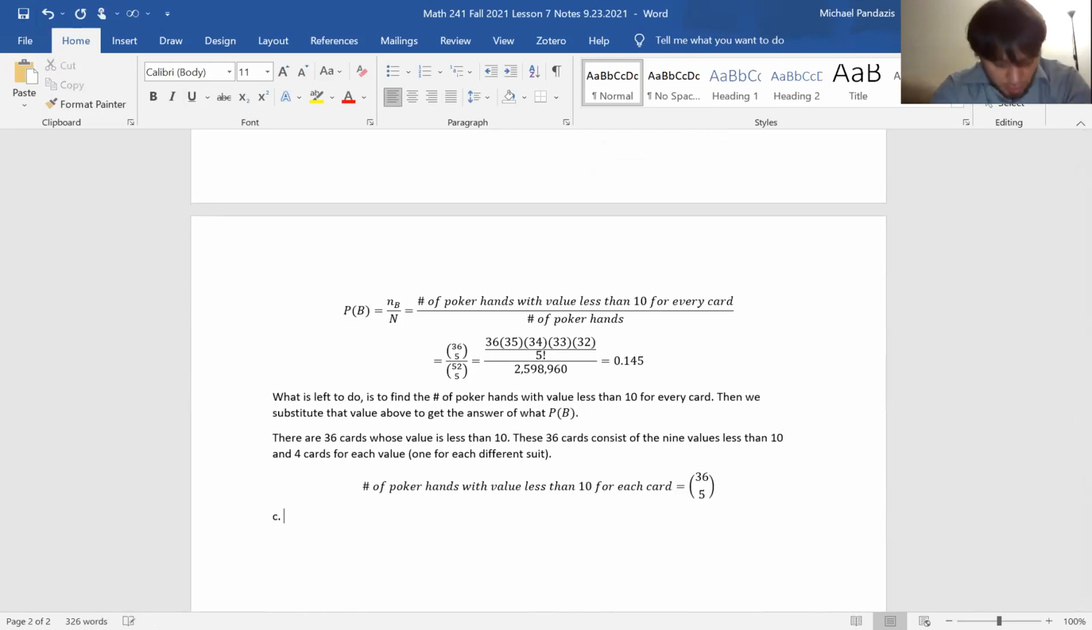Okay, part C of this problem is find the probability of a poker hand such that all cards have the same suit.